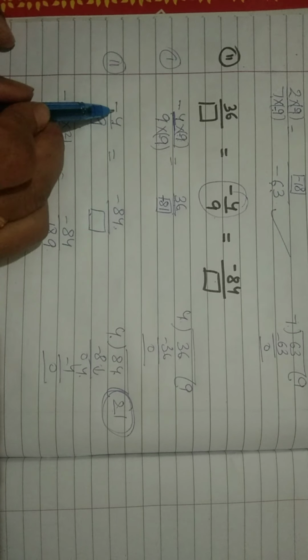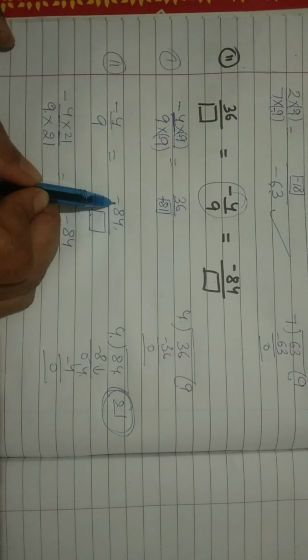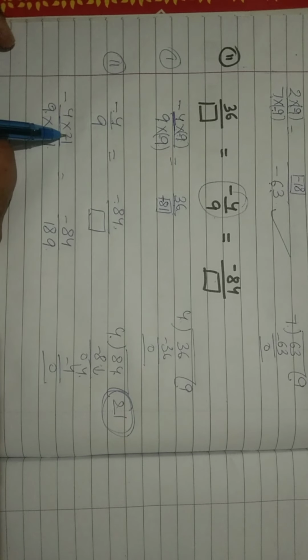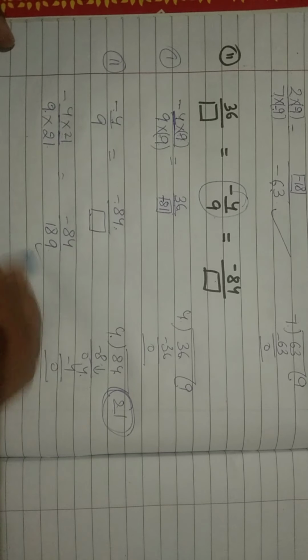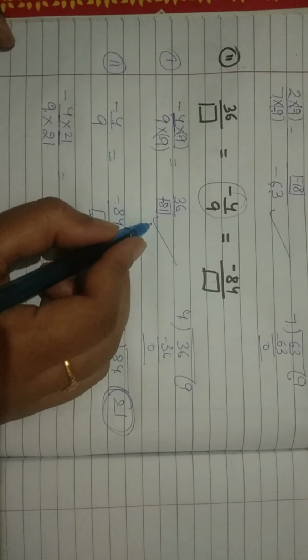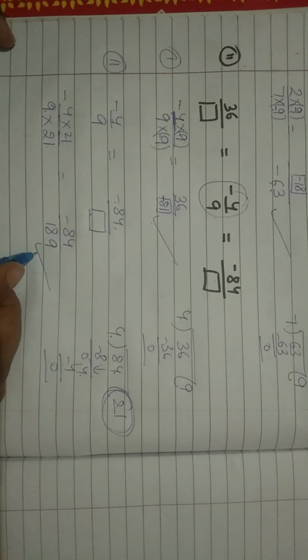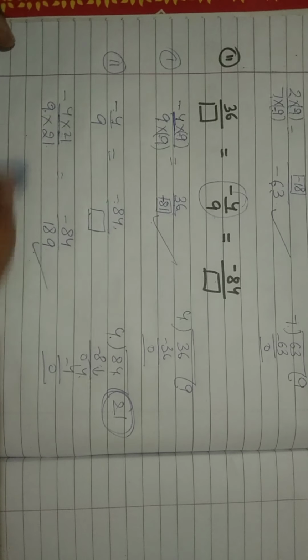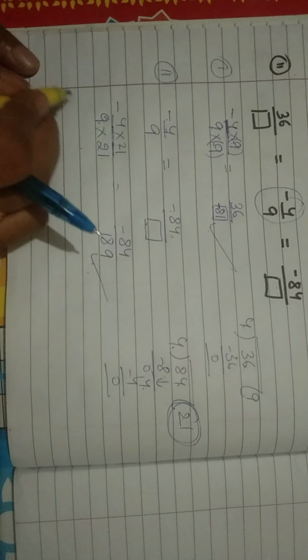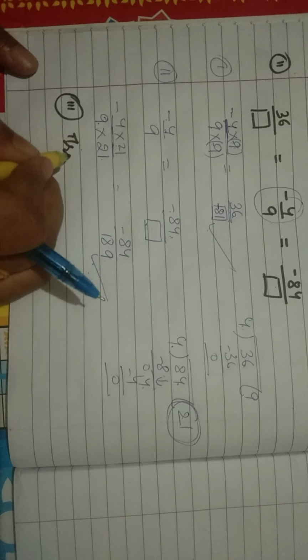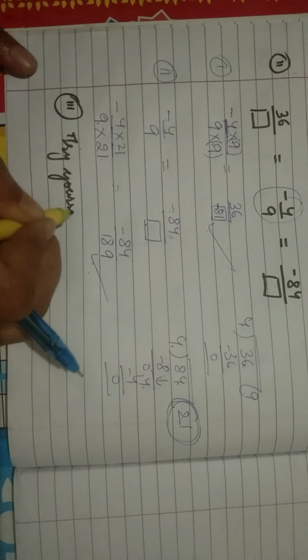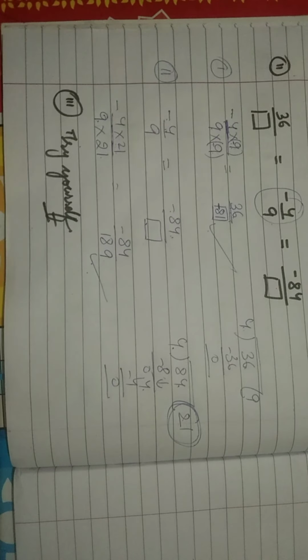Over here it is minus, in the answer it is also minus. So that means only one number is negative. So we are going to multiply it by plus 21. So this is your required answer. This is minus 81 and 189. These are the two answers. Fine. Now the third part you will try yourself. Clear?